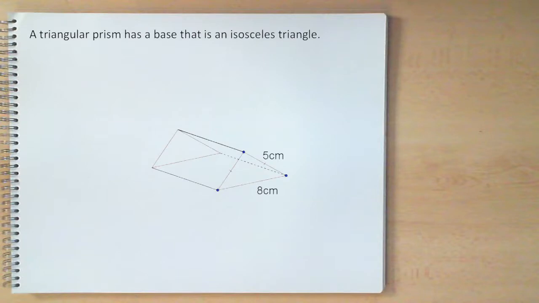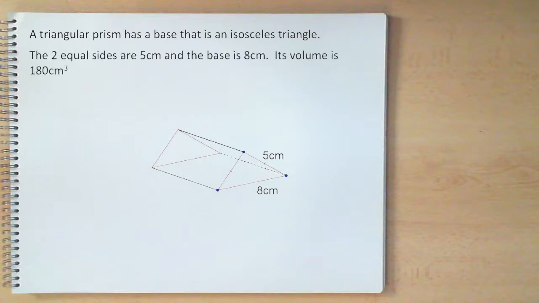Let's do a third and final example. This time we have a triangular prism. And the triangular prism has a base or a cross-sectional area that's an isosceles triangle. So the two equal sides of the isosceles triangle are 5 centimeters and the base is 8 centimeters. The volume of the prism is 180 centimeters cubed. You're asked to work out the length of that prism.